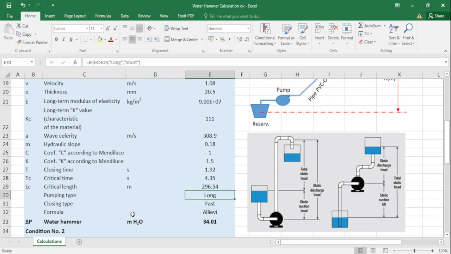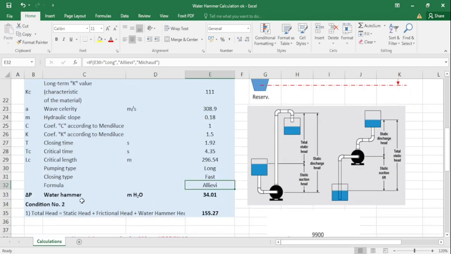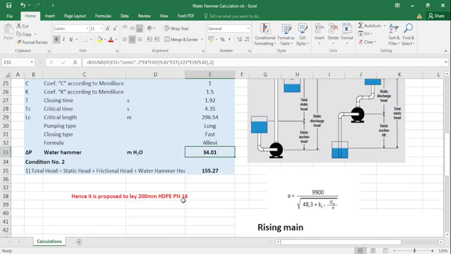And the closing type: if E30 is long, then the closing type will be fast. And the formula used is Allievi, this one. Now when I compute water hammer using the equation, it is found to be 34.01.